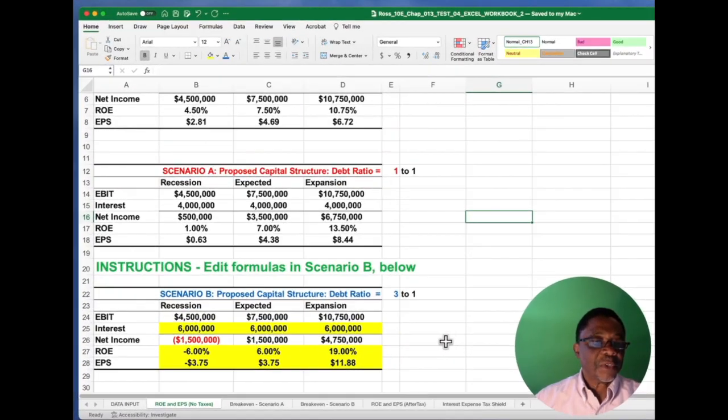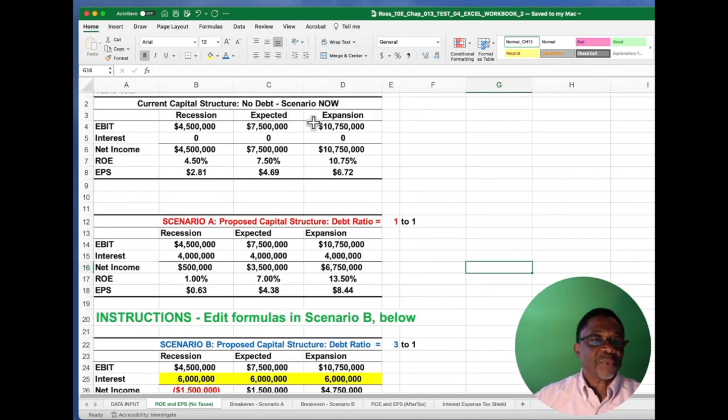The second worksheet reports the return on equity and earnings per share for these three scenarios.